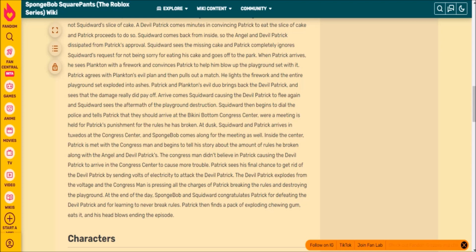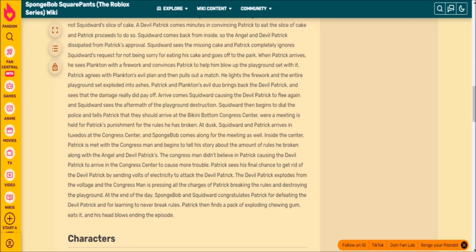The devil Patrick explodes from the voltage, and the congressman is pressing all the charges of Patrick breaking the rules and destroying the playground. Doesn't mean he's not pressing charges, because pressing charges means that you get in trouble for it. Whatever. At the end of the day, SpongeBob and Patrick congratulate Patrick for defeating the devil Patrick and for leaving to never.